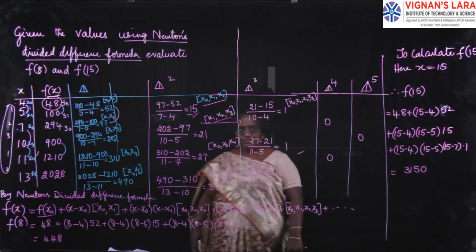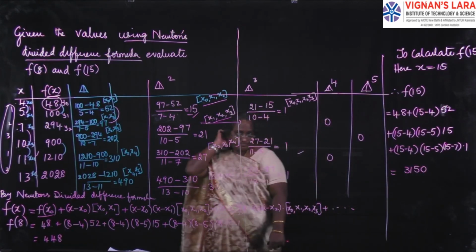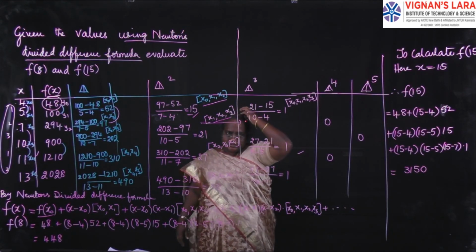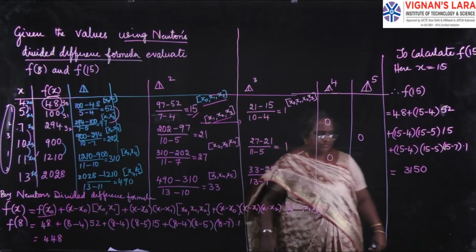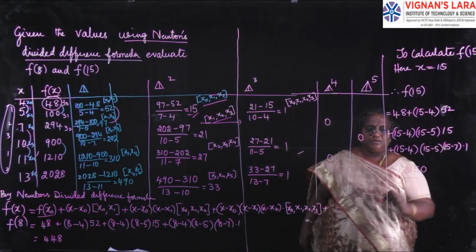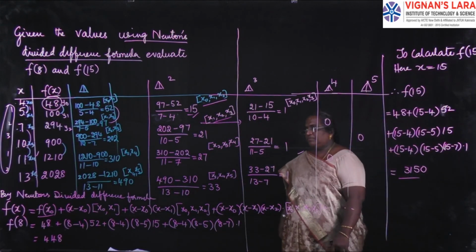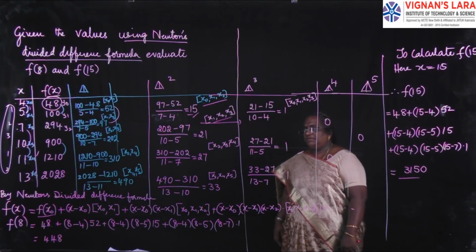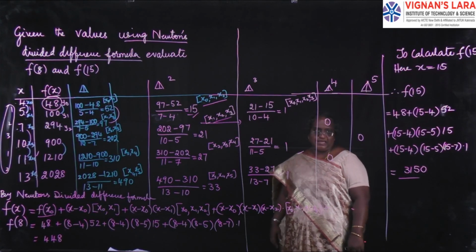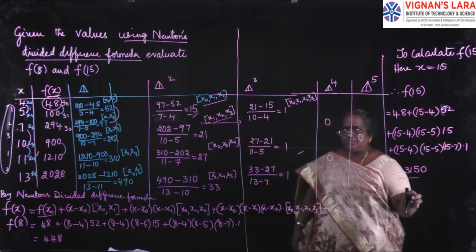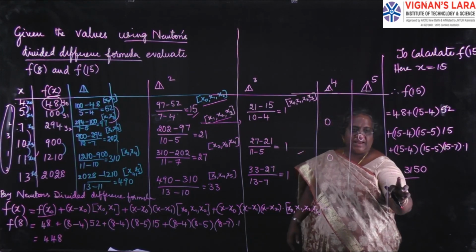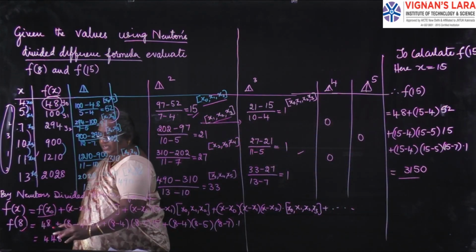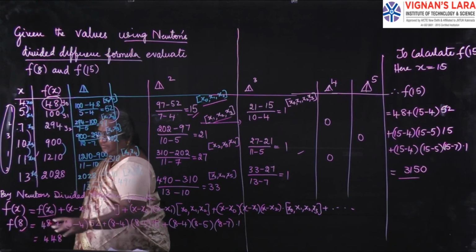So this is how we have to evaluate the respective values for a given value of the argument. Here we calculated the functional value, the y value, at 8 and 15. When x is equal to 8, what is y?